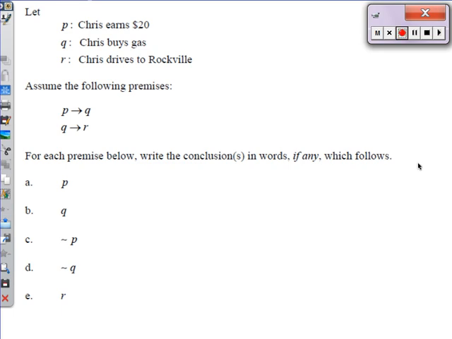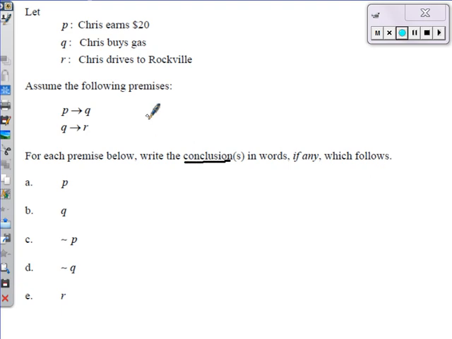Okay, let P equal Chris earns $20. Let Q equal Chris buys gas. Let R equal Chris drives to Rockville. Assume the following premises: if P then Q, if Q then R. So for each premise below, we're going to write the conclusion in words, if any, which follows.